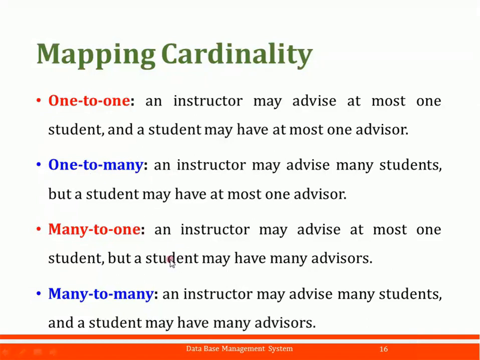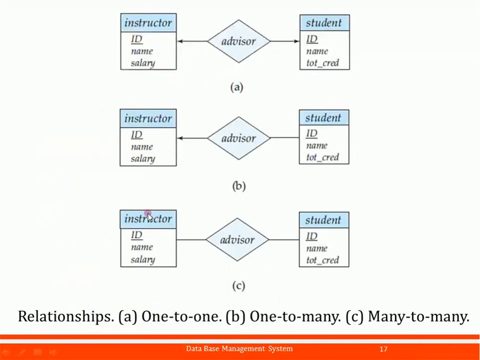Many to one. That is, an instructor may advise only one student, but a student may have many advisors. Many to many. An instructor may advise any number of students and a student may have any number of advisors. So this ER diagram facilitates you to design for any type of relationship between the entities. You can best choose your cardinality based on your scenario.